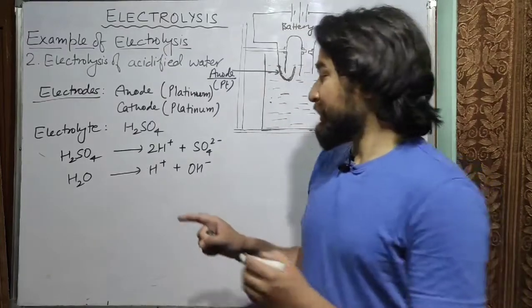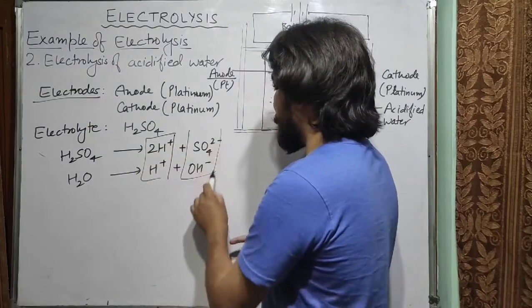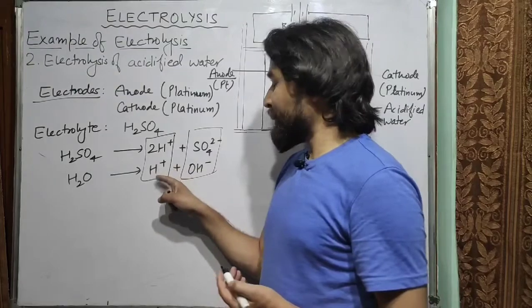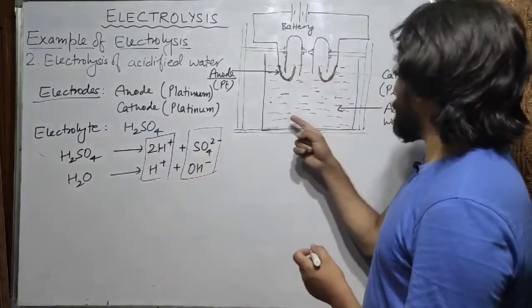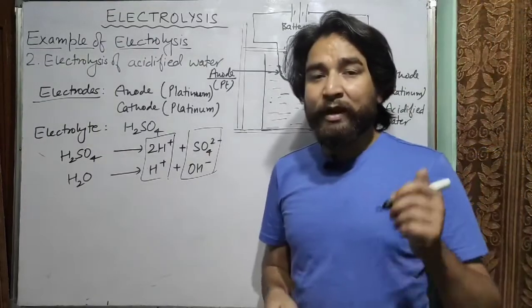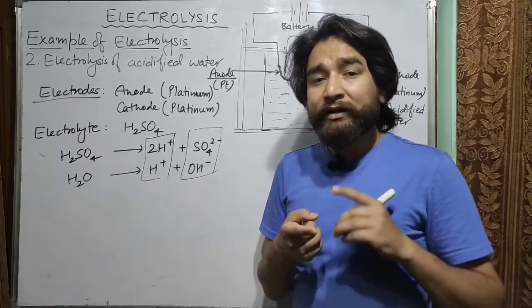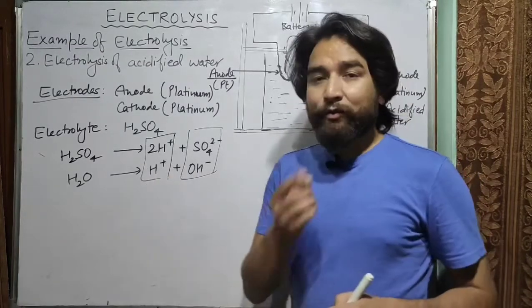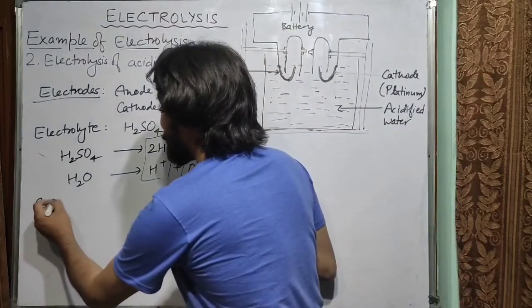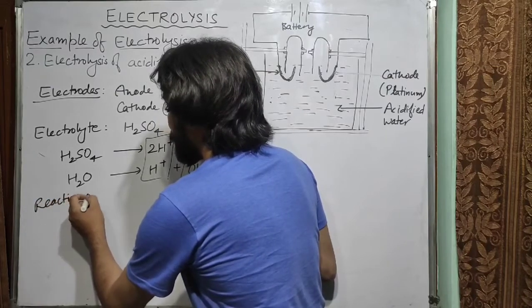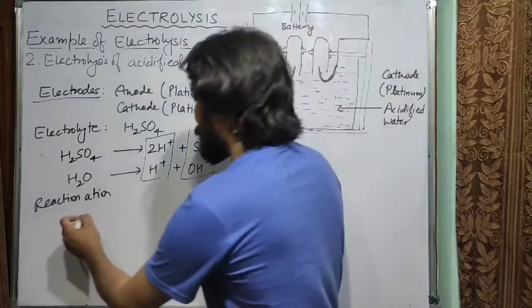So you can see there are positive ions and negative ions. Now you can see for positive ions we have only one option, that is H+ ion, and you know that positive ions will move towards cathode. Here we have to use selective discharge, meaning which of the ions will move towards the electrodes. But in case of positive ions we have only one option, so that ion will move towards cathode. So what reaction will take place at cathode? H+ ion will migrate towards cathode.